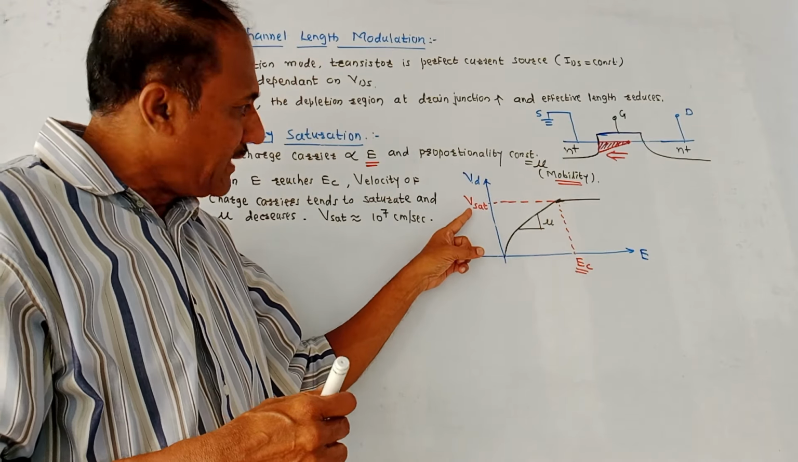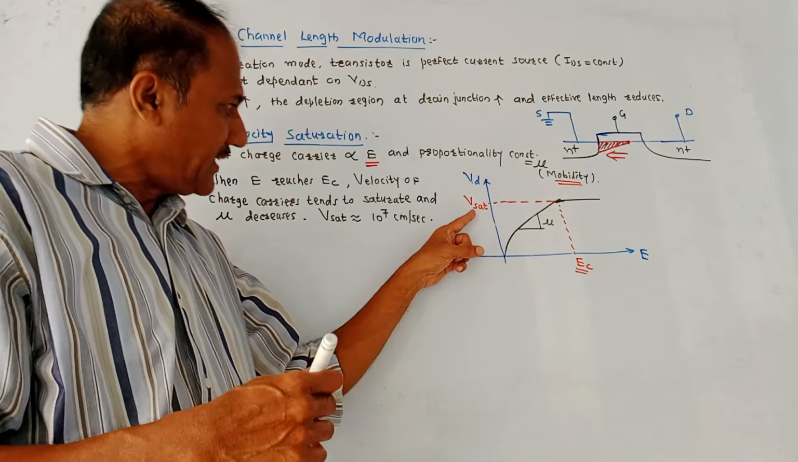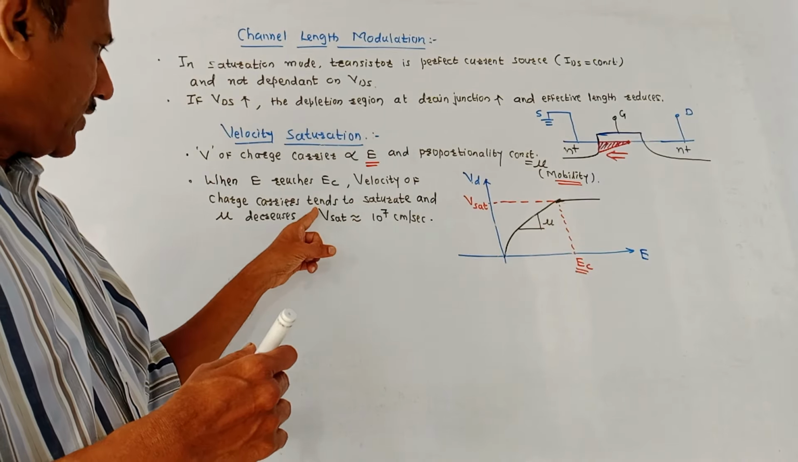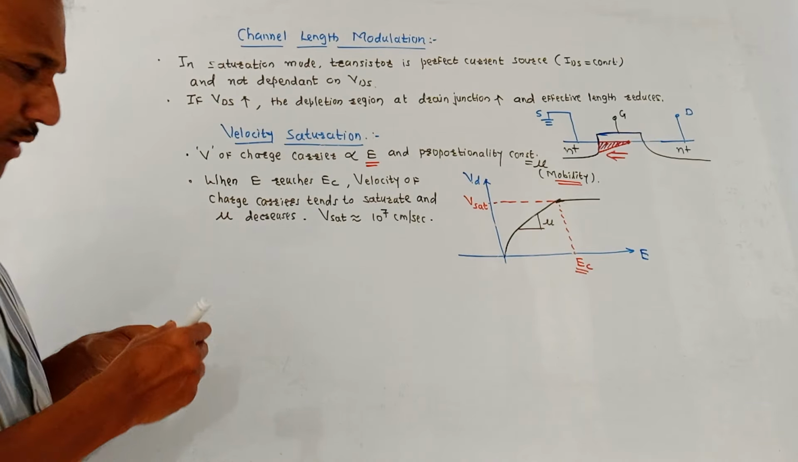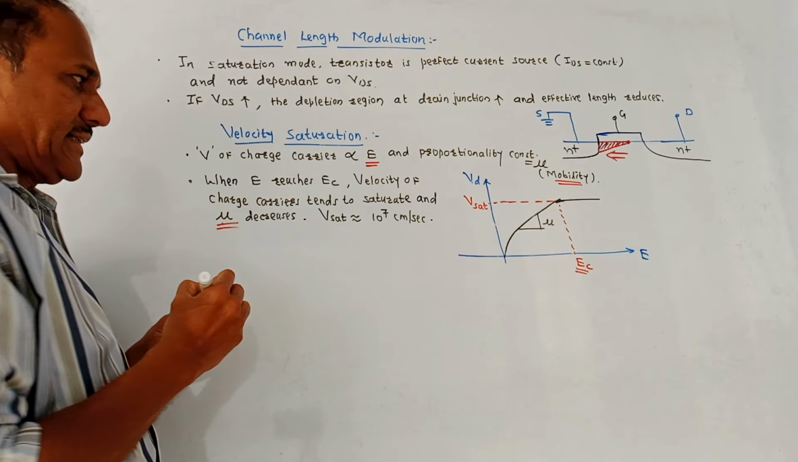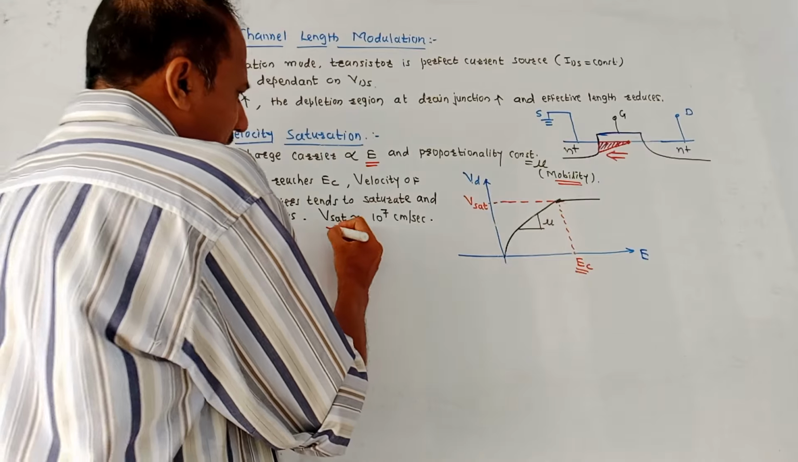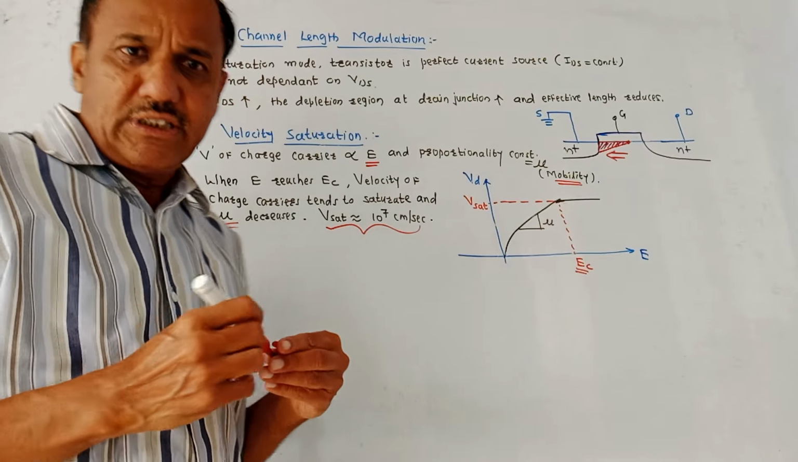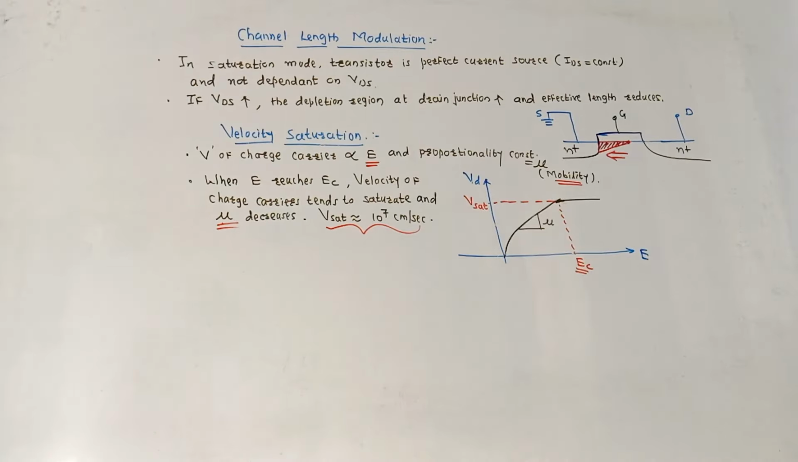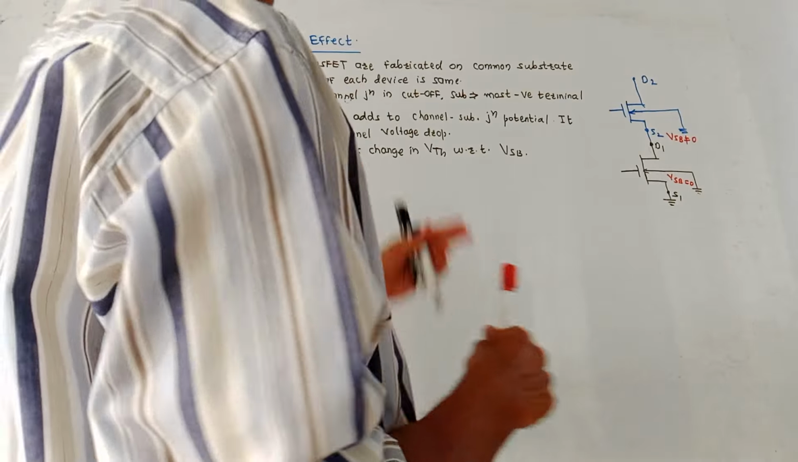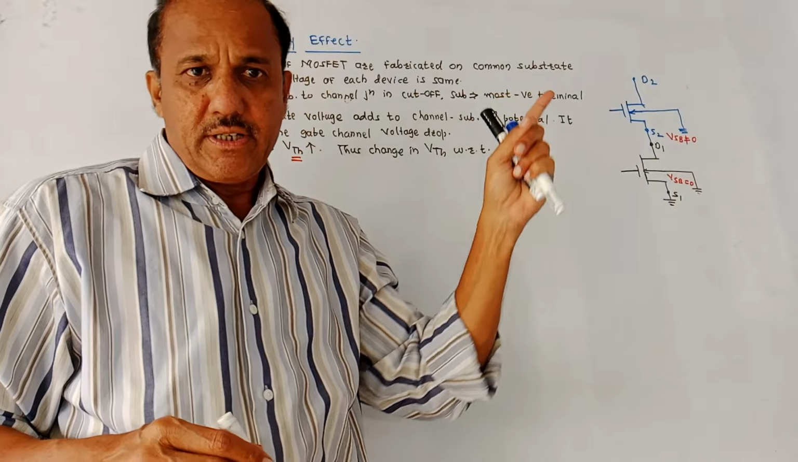It will be limited only up to this extent, V saturation. So velocity of a charge carrier tends to saturate and value of mobility mu decreases. This typical value of saturation velocity in case of a MOSFET transistor is 10 raised to 7 centimeters per second. Next important concept is body effect.